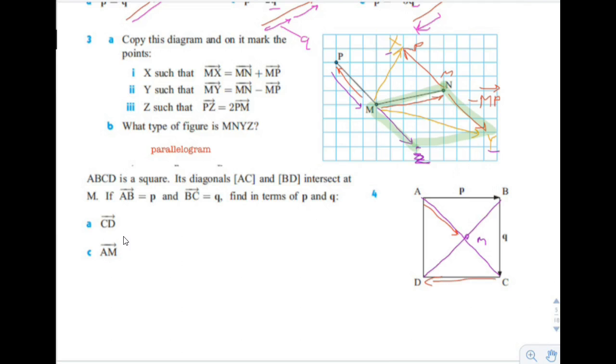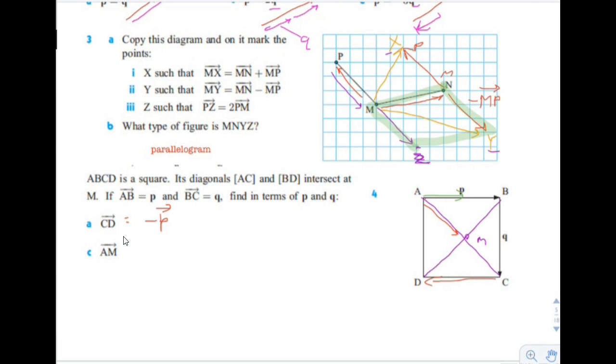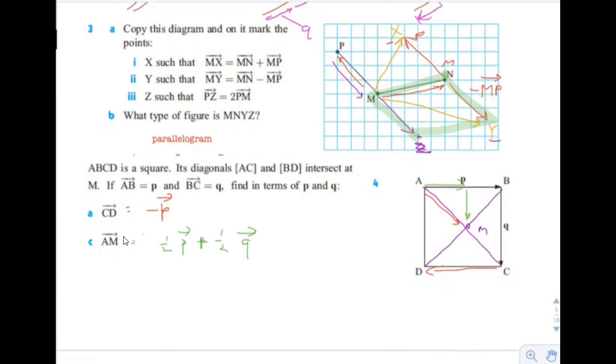Let's see, CD in terms of P and Q. It looks exactly like P, except it's in the wrong direction. So we'll just make it negative P, right? What about AM? AM doesn't look like P or Q. It looks very much smaller. But what if we took half of P and half of Q, then we would get to the same place as AM. So we'll do half of P added to half of Q. I think that works.